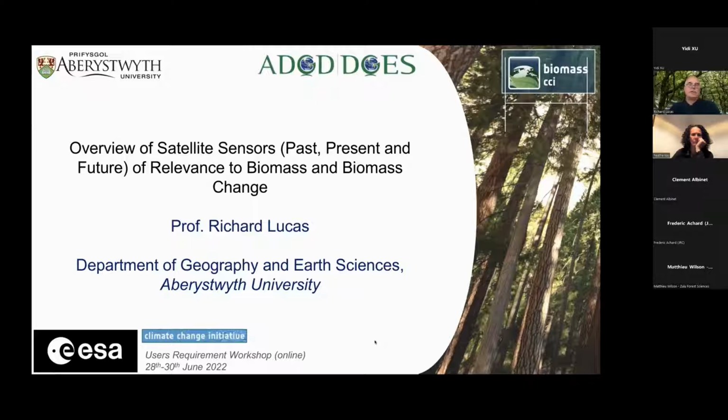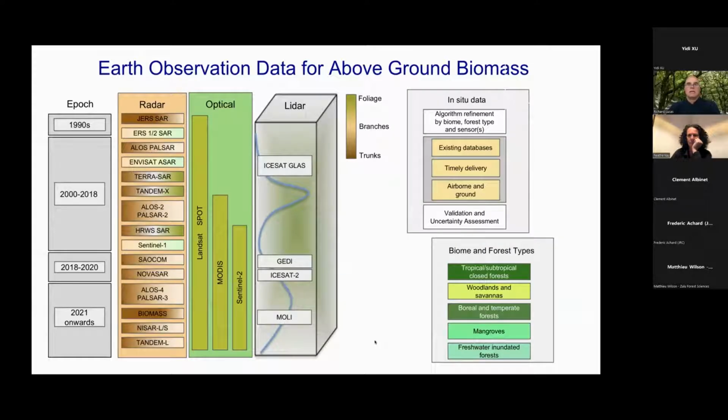And this is to give a bit of an overview of satellite sensors, past, present, and future of relevance to biomass and biomass change assessment. So, Earth observation data. Increasingly, a large number of sensors have been launched, from the 1990s through to 2022 onwards as well. They consist primarily of the radar, where there are different sensitivities of branches and trunks, and the composition of forests in general and vegetation. And then there's the optical sensors, and there's LiDAR that give you information on the three-dimensional structure.